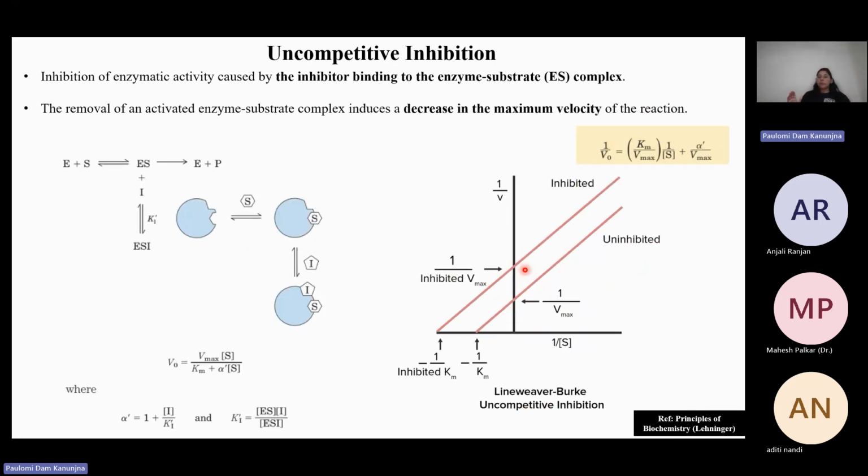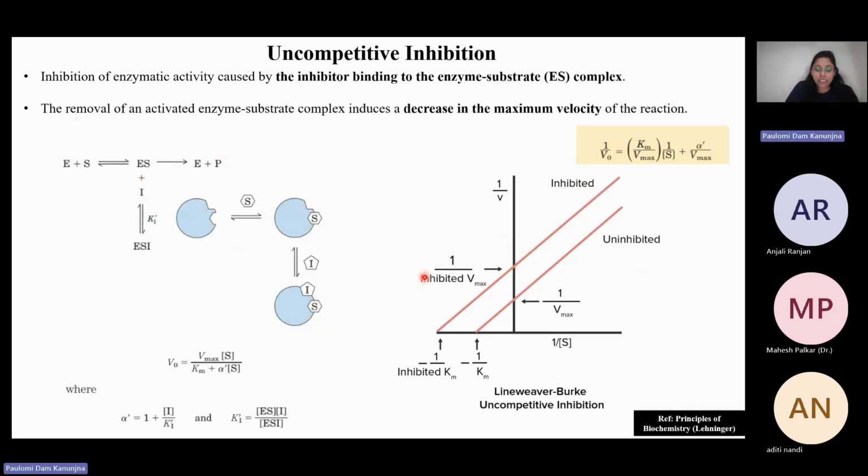Now we have uncompetitive, which is the third type. In uncompetitive, the inhibitor binds only to the enzyme-substrate complex. So here it is no more binding to the free enzyme. It needs the formation of ES, where it will then bind, and then it will impede the activity of the enzyme. So your product doesn't get released, right?